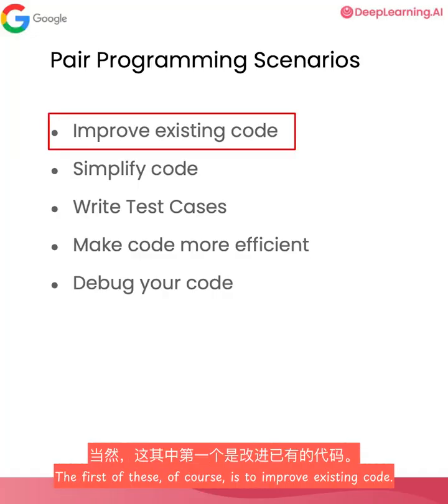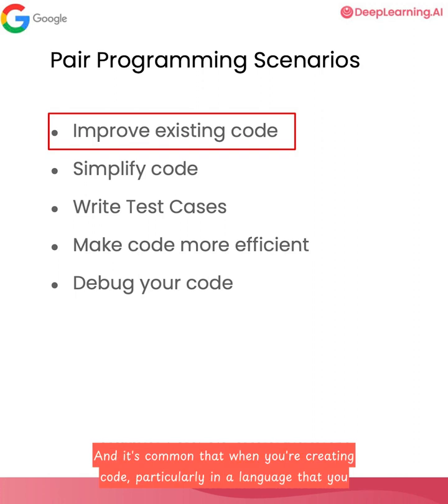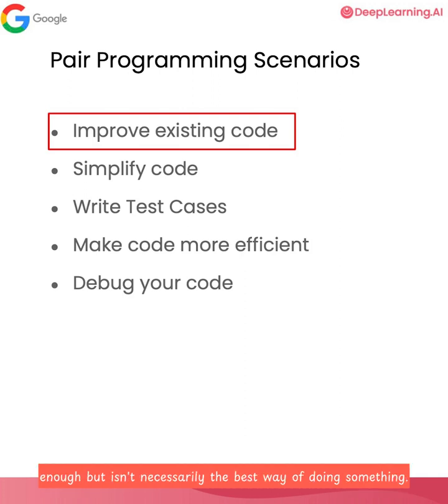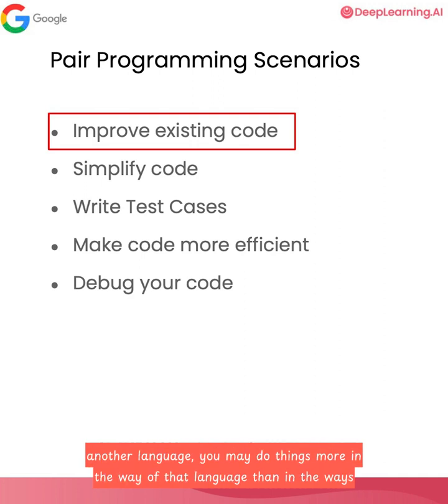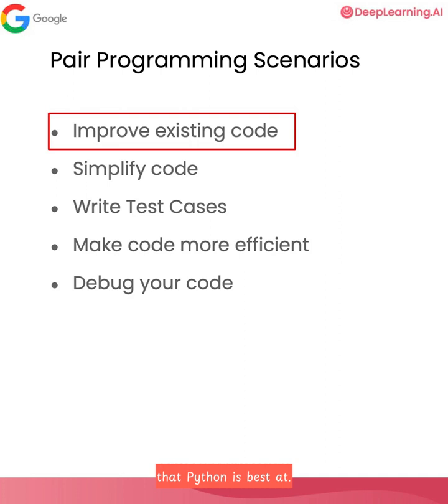The first of these, of course, is to improve existing code. It's common that when you're creating code, particularly in a language that you aren't already heavily experienced in, you might want to write code that is good enough, but isn't necessarily the best way of doing something. For example, Python is a very simple language to learn, and if you're coming to Python from another language, you may do things more in the way of that language than in the ways that Python is best at. And here's where an LLM is going to be really helpful.